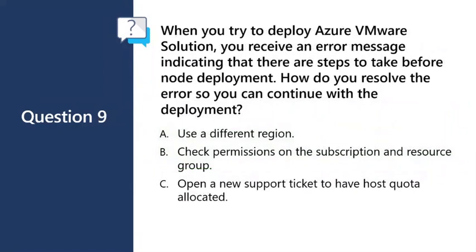Next one. When you try to deploy Azure VMware Solution, you receive an error message indicating that there are steps to take before node deployments. How would you resolve the error so you can continue? If you can't deploy a node and those nodes are unique to the AVS environment, what could it be? Well, we said in that planning section, what do you have to plan, and you got to have a subscription. You got to open a support ticket to get host quota because they're pretty big. That must be it.